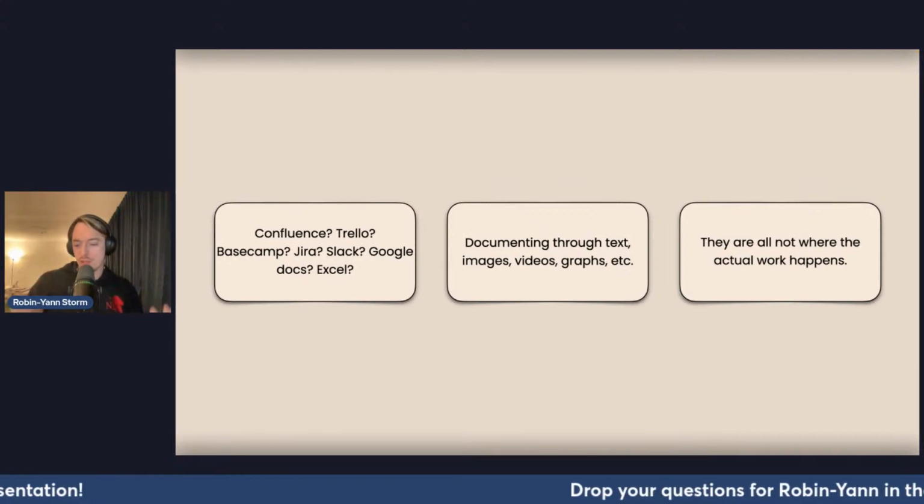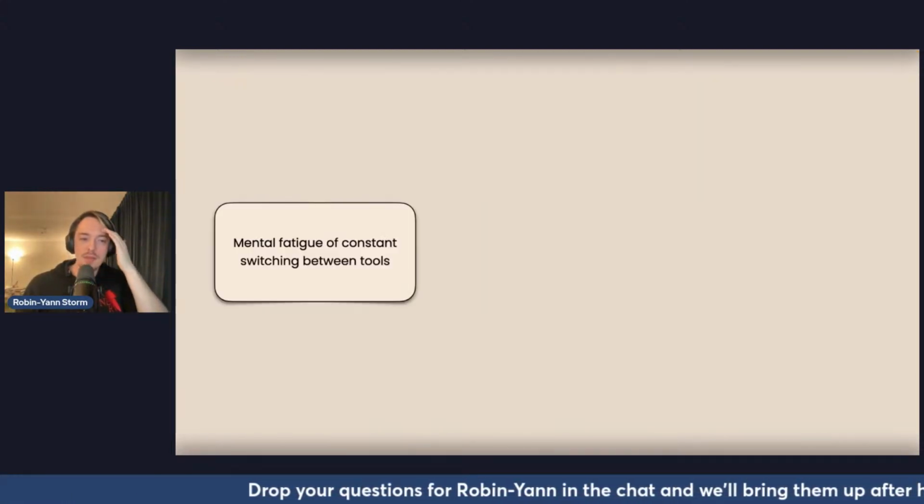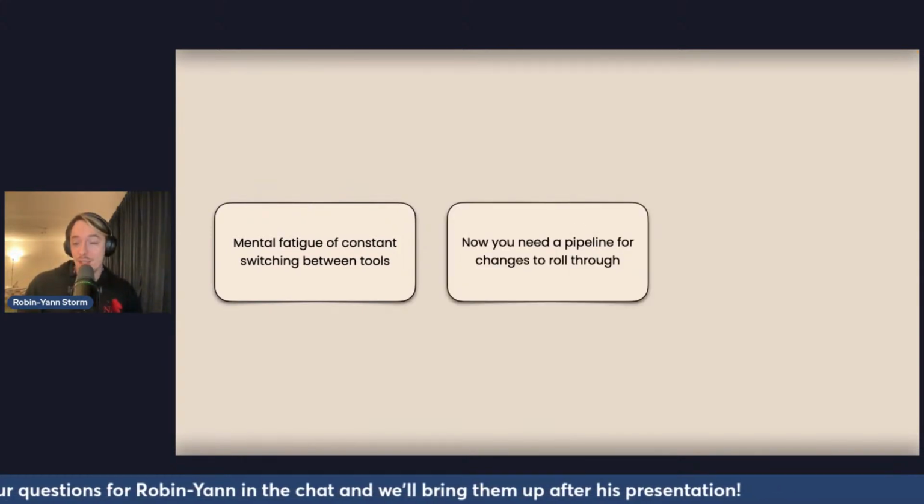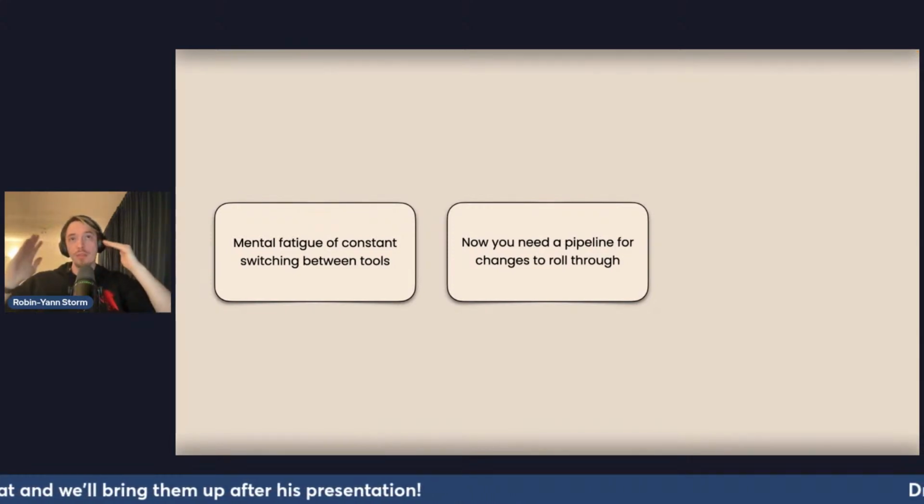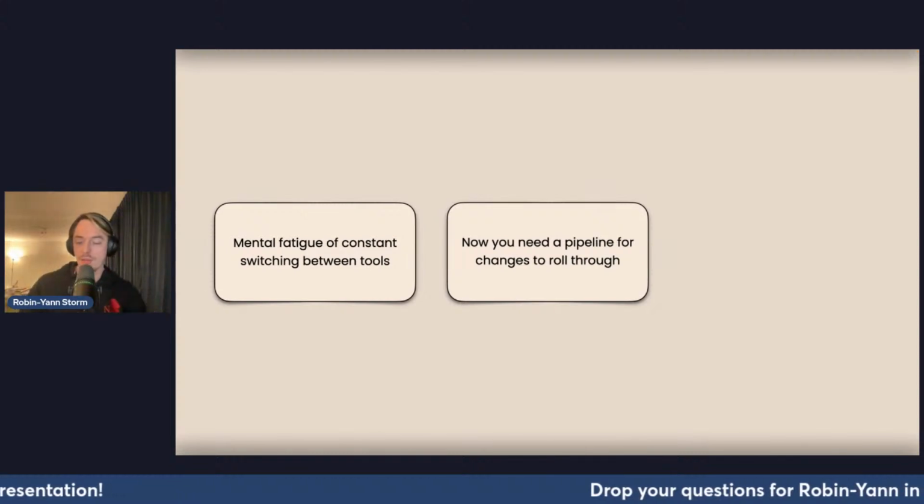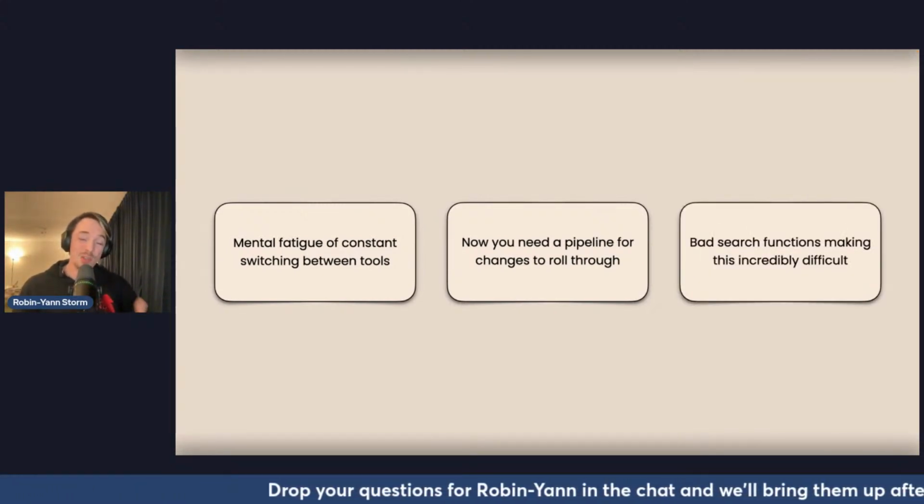So you constantly have to switch between those tools. And there's a mental fatigue of constantly having to switch between them. Also, now you need a pipeline for changes to roll through. If someone changes something in game, you have to remember, oh, I got to go to this Confluence page and make the change over there because otherwise they're not in sync anymore. And I constantly got to remember to go back and forth. It's not great, right?